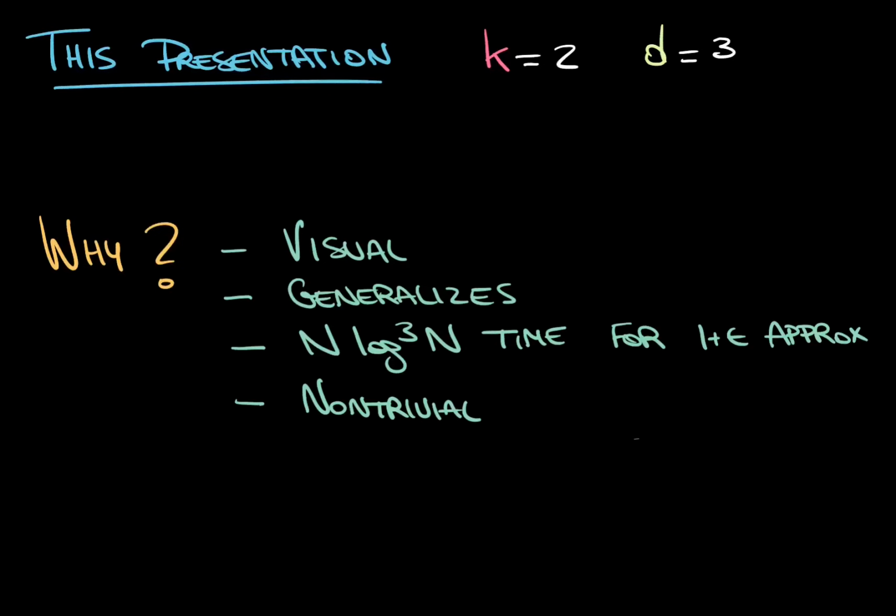In this talk, we focus on the special case where k equals 2 and d equals 3. The explanation is visual, the result generalizes for the other cases, it yields a nice efficient approximation algorithm, and no other algorithm is known to achieve this bound.